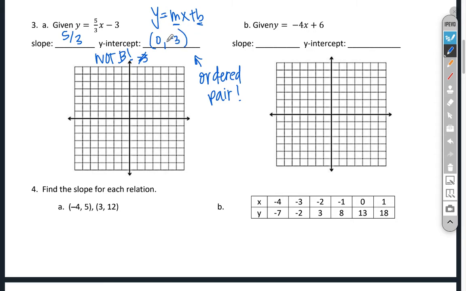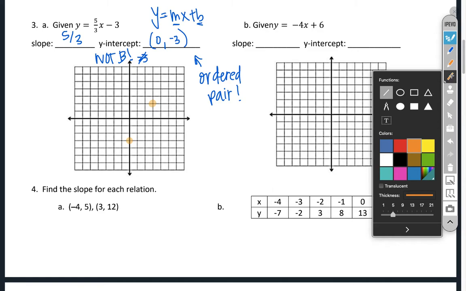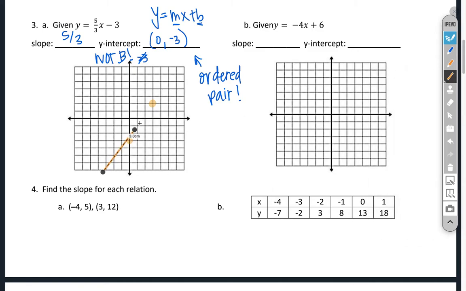Then it wants us to graph. So how would we graph this? Well, first we'd find our y-intercept. We would have 0, negative 3, so 1, 2, 3. And then we would just follow our slope. So we'd go up 5 and over 3. 1, 2, 3, 4, 5. 1, 2, 3. Okay, and that's really all I'm worried about. 2 points is fine just for the sake of this review. And then we just draw our line. This is a little thick for arrows, but you get the idea.